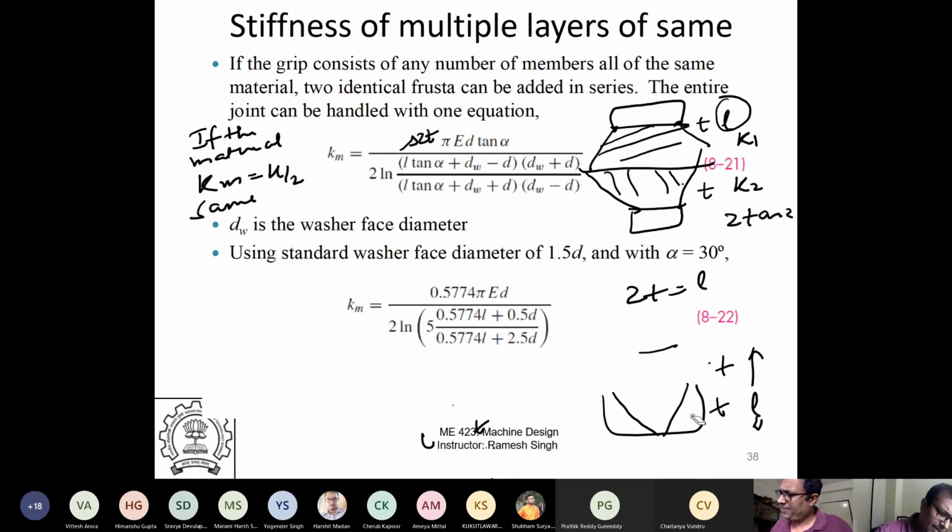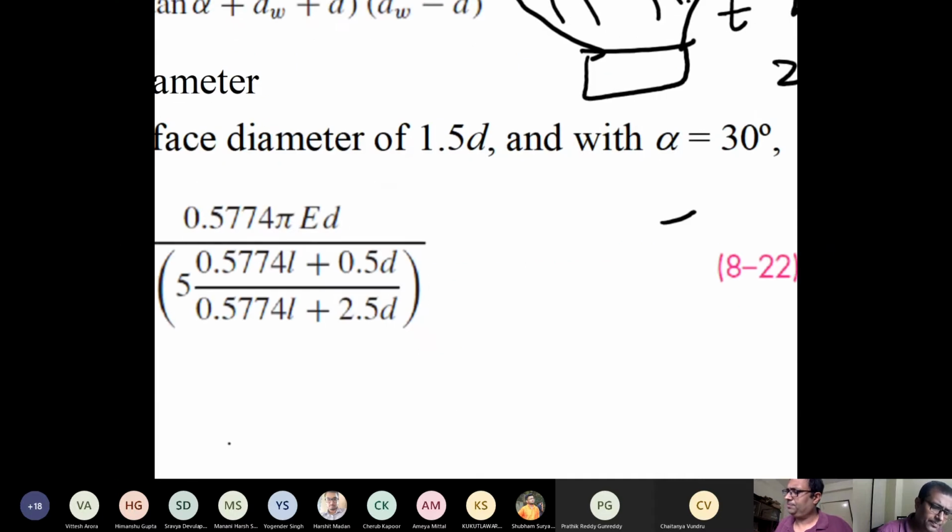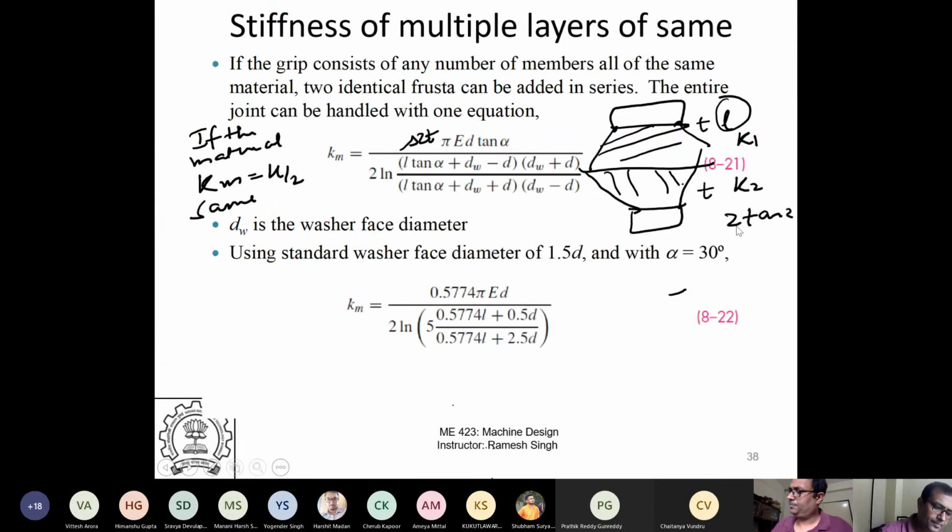That's what I'm trying to say. If I have face diameter dw, I can put this 1.5d here as dw, and I can get this relationship. Okay.